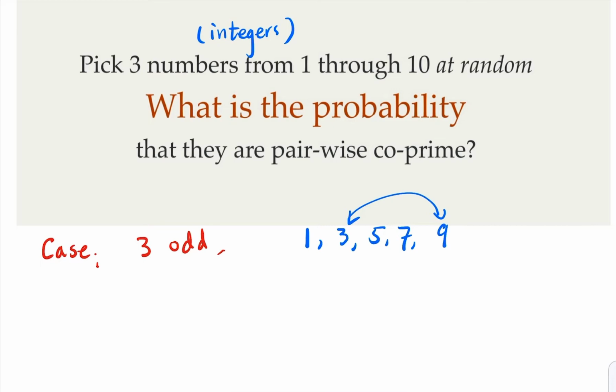So the total choices: you have 5 numbers and choose 3, but you want to exclude the cases where 3 and 9 are chosen along with another number, that is 3 choose 1. So the total is going to be 7 cases in the first case.